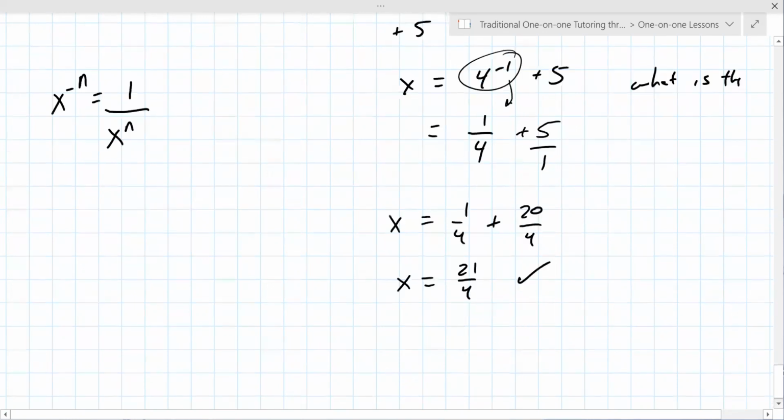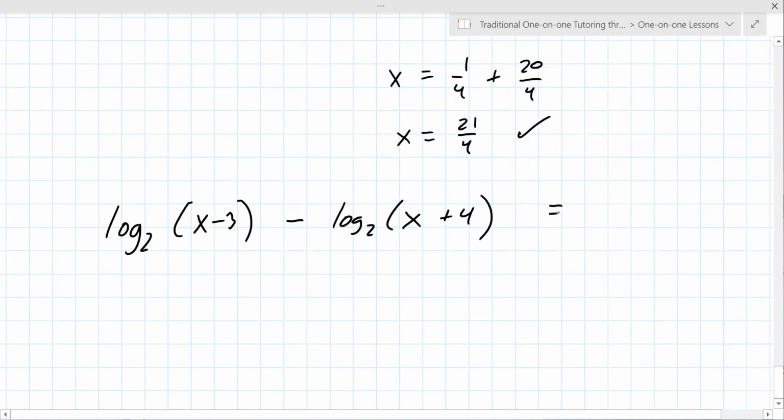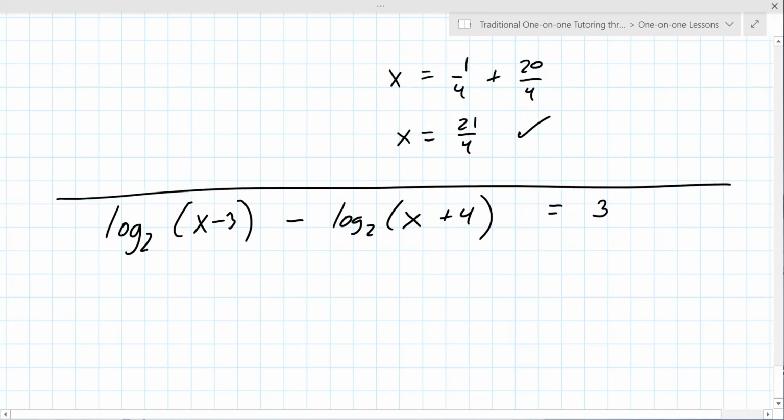Yeah, this is clear. Okay, so I'm going to try and make one up here. x minus 3, minus log base 2 of x plus 4, equals, I don't know, 3. Okay. This is the more common type of problem that you might see. See how these are not the same inside here?